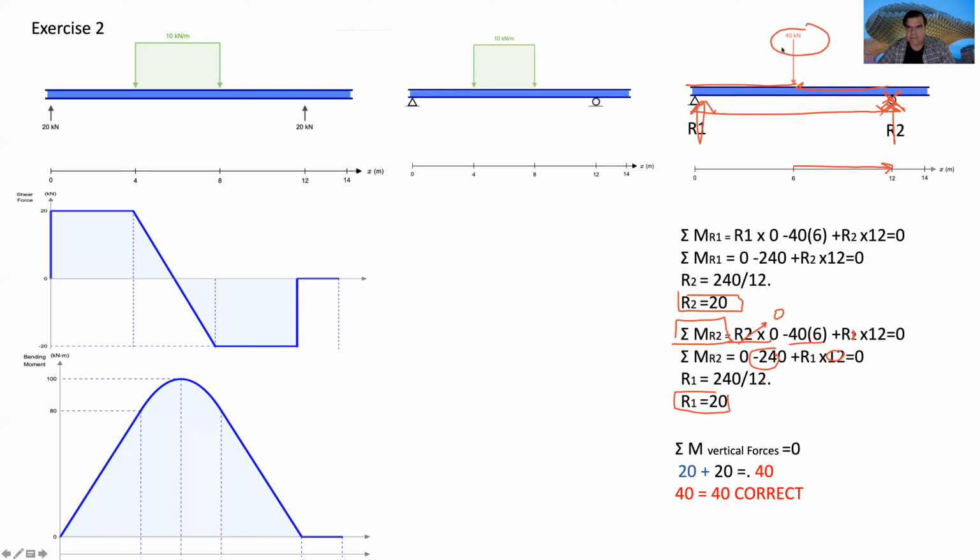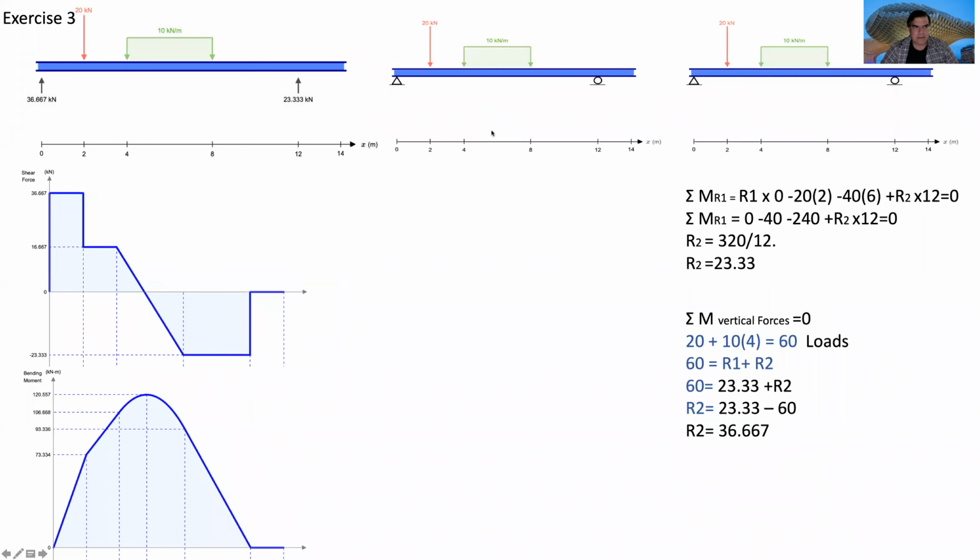And remember, this 40 came because this is 10 kilonewtons, 10 multiplied by 4. We need to put the total weight when we do the substitution. And with that, this exercise is ready. We can start the next time to do the shear and bending diagrams. Let's go now to the next exercise, exercise 3.